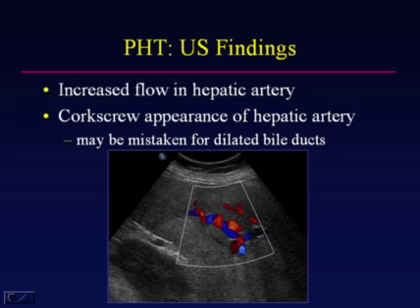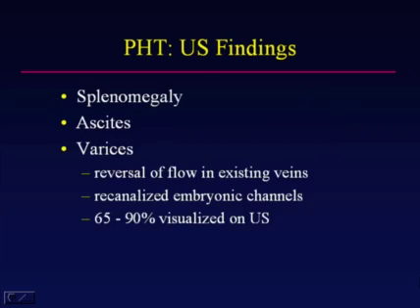So the hepatic artery will dilate and develop this corkscrew appearance, and here on this color Doppler image you can see that the red hepatic artery sort of spirals around in a corkscrew appearance, spiraling around the portal vein. And it's easy on a grayscale image to mistake this for dilatation of the bile duct. So if you see a dilated tubular structure in the porta hepatis in a patient with portal hypertension, again, check with color because it may just be a dilated corkscrewed hepatic artery.